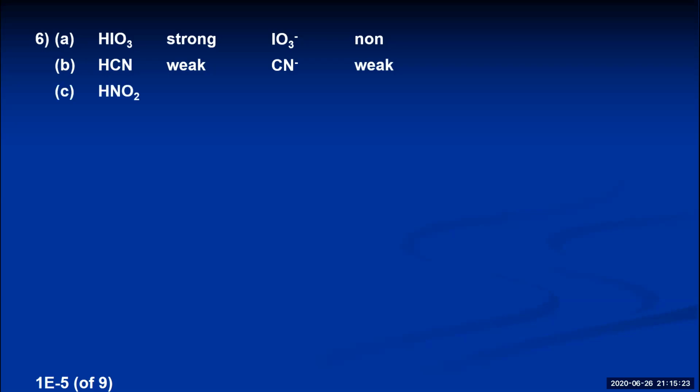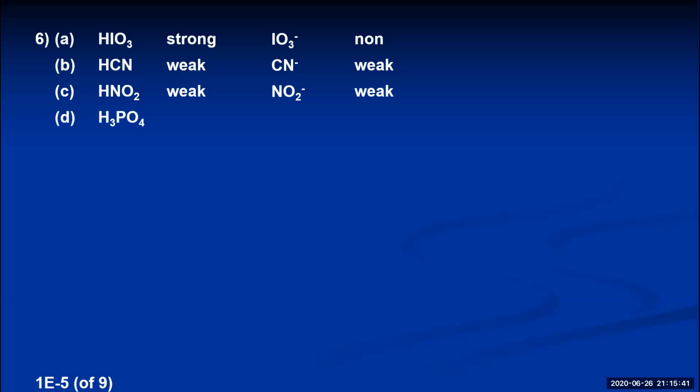C is HNO2, nitrous acid. It only has 1 more O than H in its formula, so that means that's a weak acid. If it loses a hydrogen ion, it becomes a conjugate base. That would be NO2-. And if the acid is weak, the conjugate base has to be weak as well.